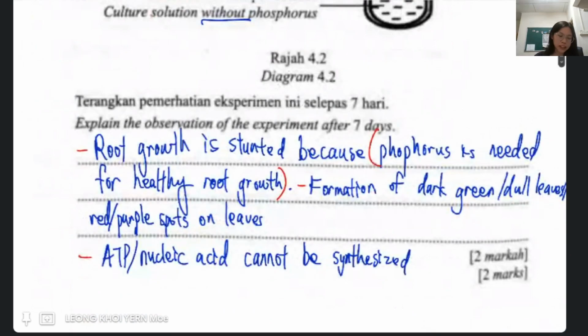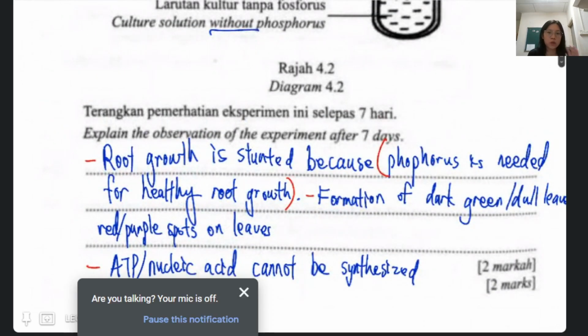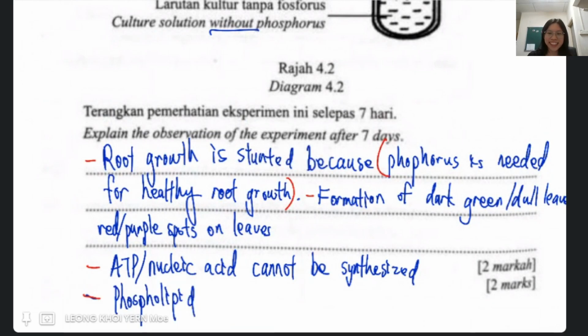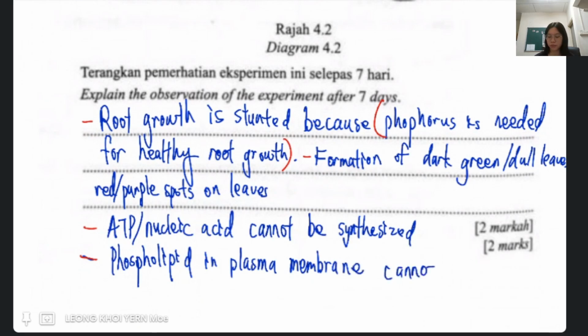phospholipid. Yeah, phosphorus is actually important for the formation of phospholipid. But you cannot write, oh, it is important for formation of phospholipid in plasma membrane. No, you have to mention the explanation of observation without phosphorus. So you have to mention it in the opposite way, which is phospholipid in plasma membrane cannot be formed.